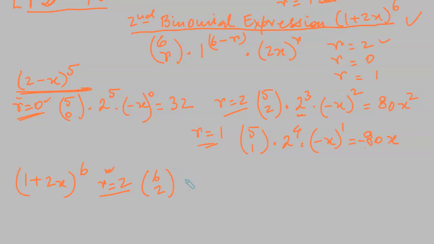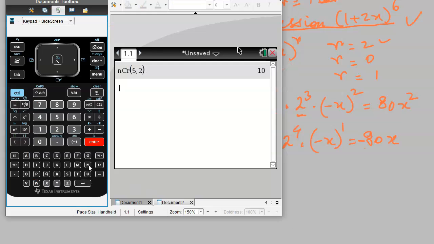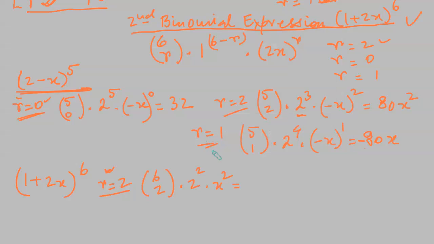So r equal to 2 and it is 6CR, so it is 6C2. 1 raised to the power of 6 minus r, 1 raised to anything is 1, so I am leaving that part. And 2 raised to the power of r is 2 raised to the power of 2, and x raised to the power of 2. 6C2, what is that equal to? nCr, 6, 2, that is 15. So it is 15 and 15 times 4, 2 square is 4. 15 times 4 is 60. So it is 60x square.